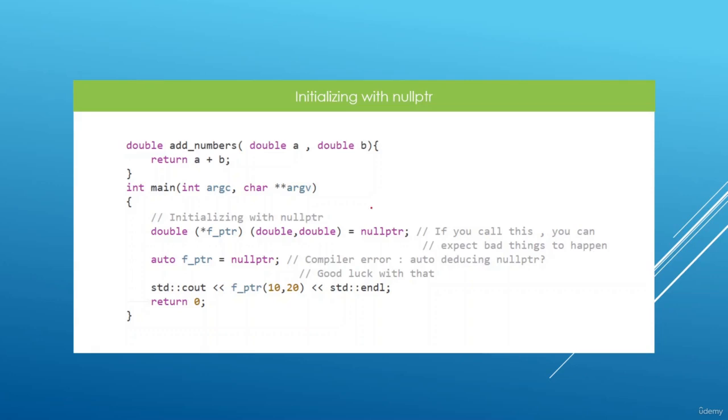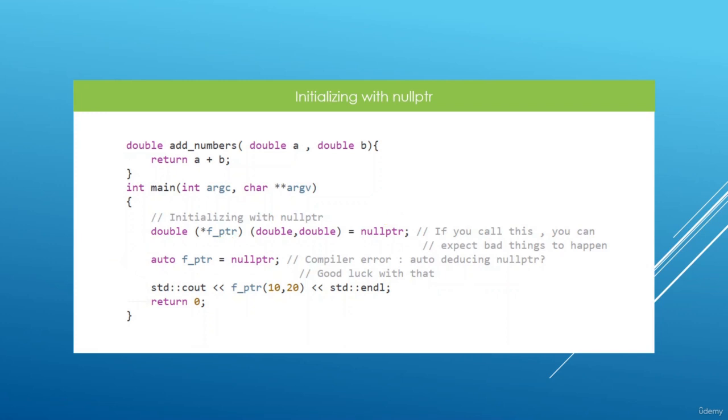Another thing you can do is initialize your function pointer with null pointer, and we can do something like this. Another thing you should know is that the compiler is not going to allow you to initialize your function pointer with null pointer if you set it up using auto type deduction, because the compiler won't really know which kind of function to deduce. So if you do this, you will get a compiler error.